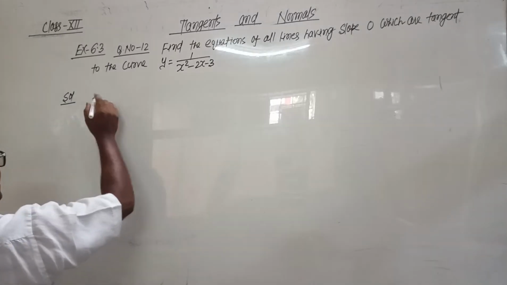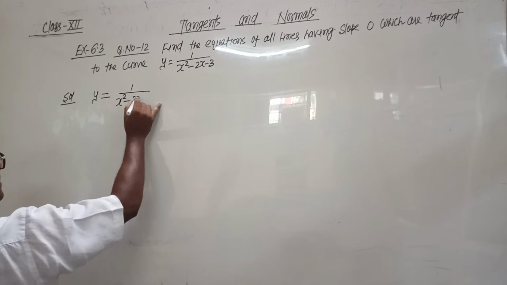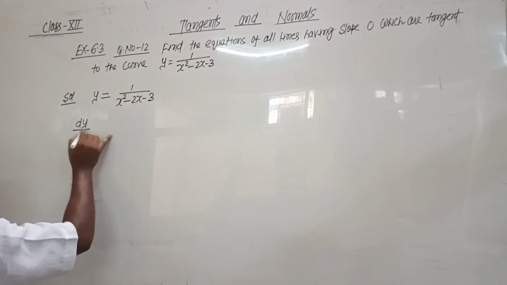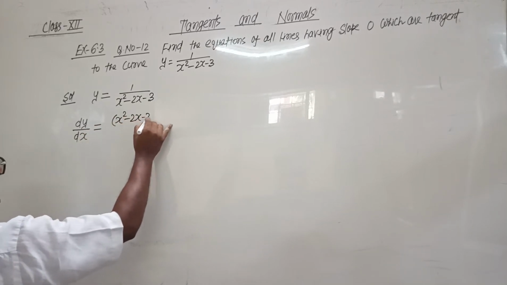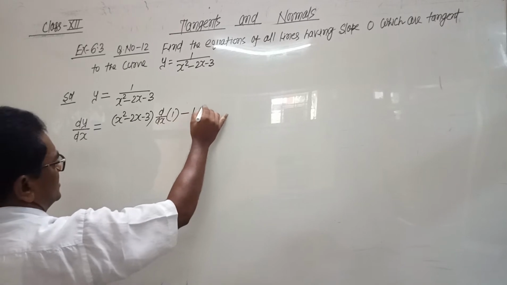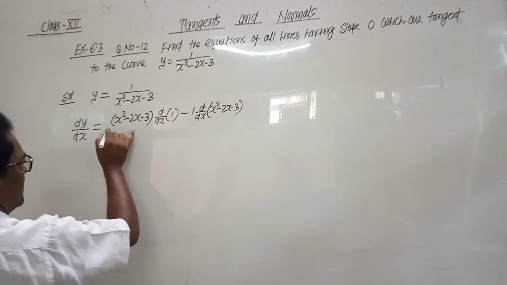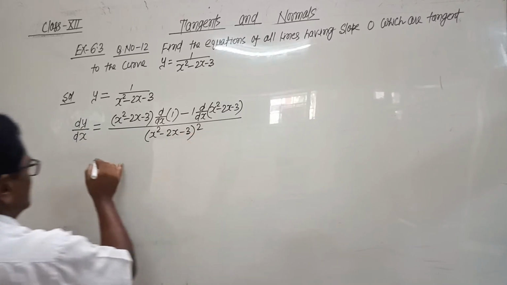तो फर्स्टली वी विल डिफरेंशिएट द कर्व। इक्वेशन ऑफ कर्व y इक्वल्स टू 1 अपॉन x स्क्वायर माइनस 2x माइनस 3, and this will be differentiated on the form u by v. So dy by dx equals to v as it is and d by dx of u minus u as it is d by dx of v upon v square, x square minus 2x minus 3 the whole square.